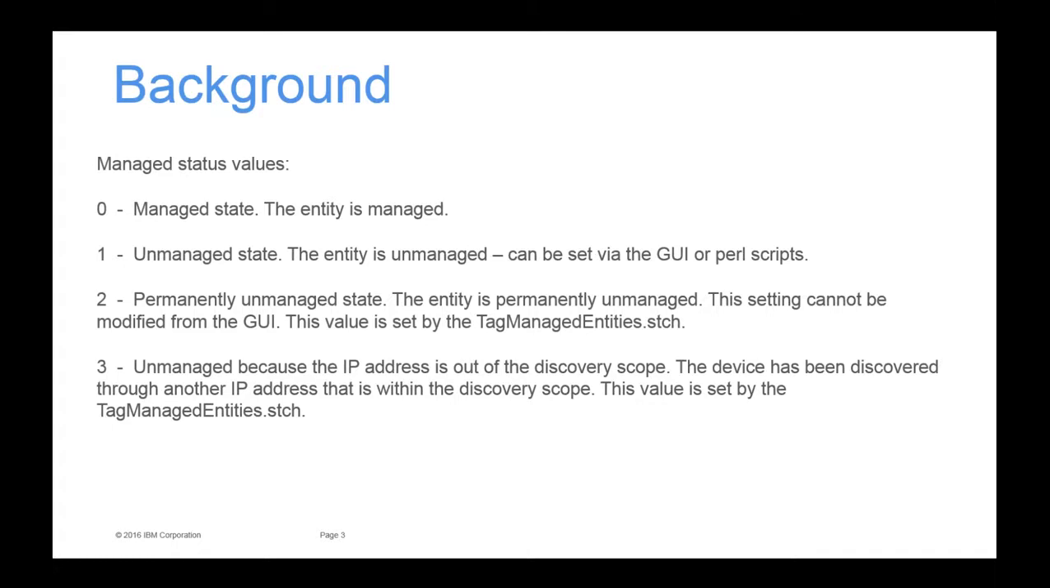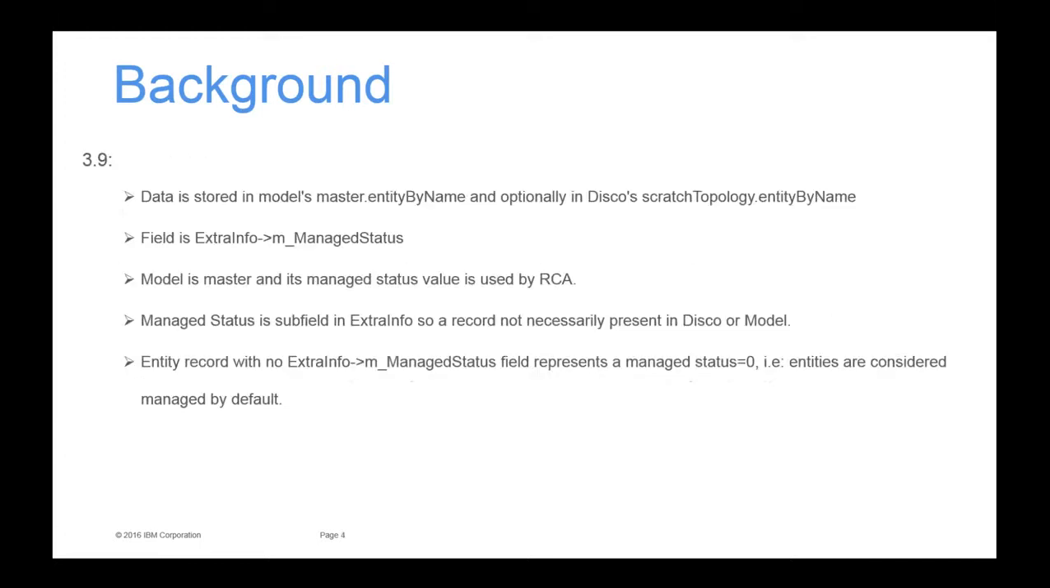This setting cannot be modified by the GUI. This value has been set by the tag managed entity stitcher. And number 3 is unmanaged because the IP address is out of the discovery scope. It has typically been discovered through another IP address that is within the discovery scope, and this is also set by the tag managed entity stitcher. We can move on to the next slide.